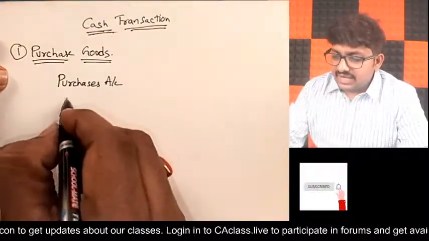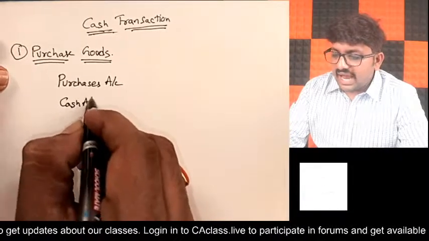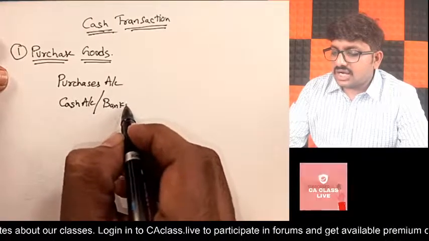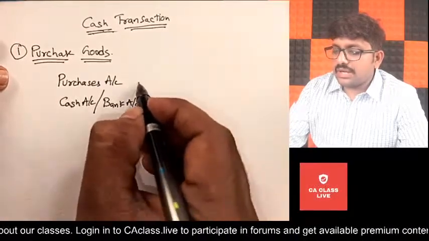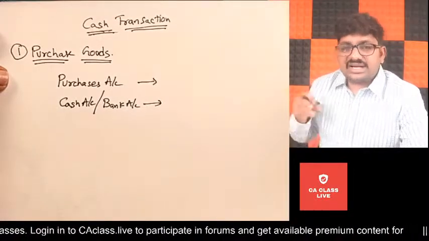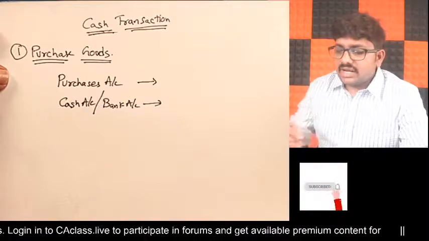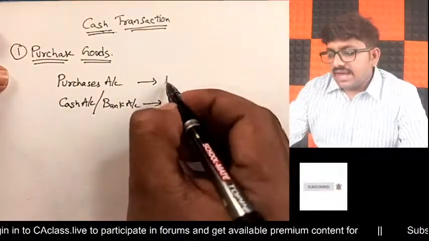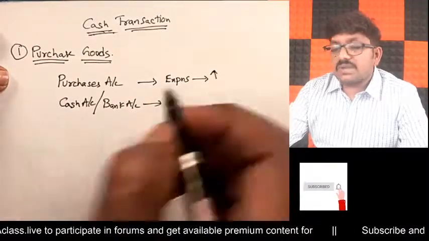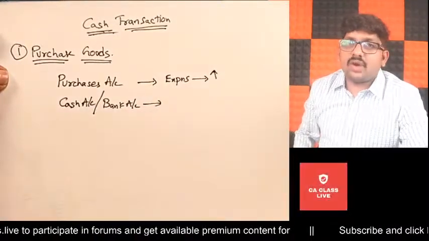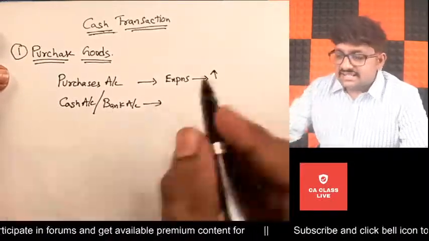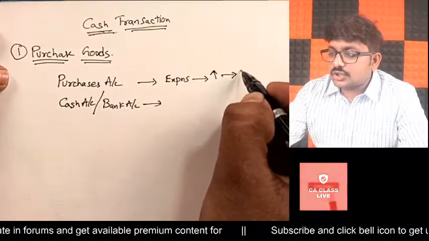So when you pay immediately, either you will pay through cash, in that case the cash account will be affected, or if you pay through bank, like giving a check, swiping your card or UPI payments, your bank account will be affected. Purchases account is a part of expenses, and when you purchase, your total expenses will increase. So when expense increases, what should you do?